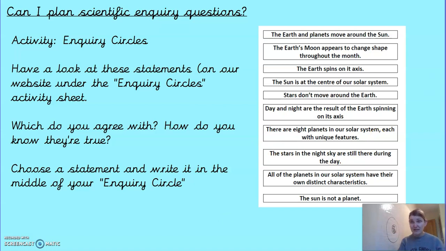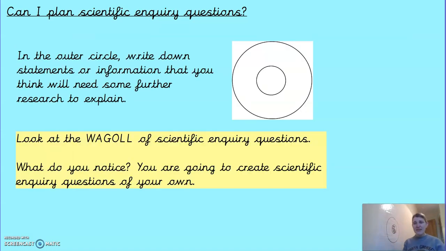Once you've written it in the middle, what we're then going to do is think about statements or information that you'll need some further research to explain. So, for example, stars don't move around Earth. I think that's true. I don't think they move, but I've got quite limited experience or evidence to explain that. So what might I need to do?